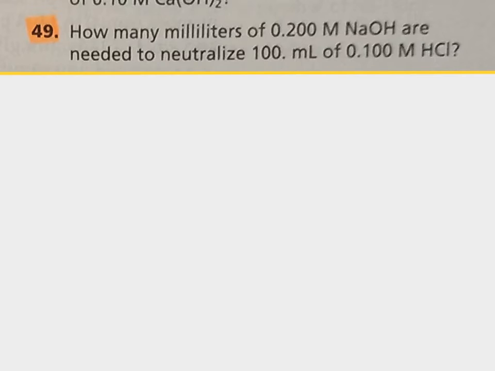So number 49 here says, how many milliliters of 0.2 molar sodium hydroxide is needed to neutralize 100 milliliters of 0.1 molarity hydrochloric acid? All right, so first of all, we want to know how many milliliters of sodium hydroxide. Because of that, we are going to be looking for the volume of the base, because anything with a hydroxide on it means that it's going to be a base.